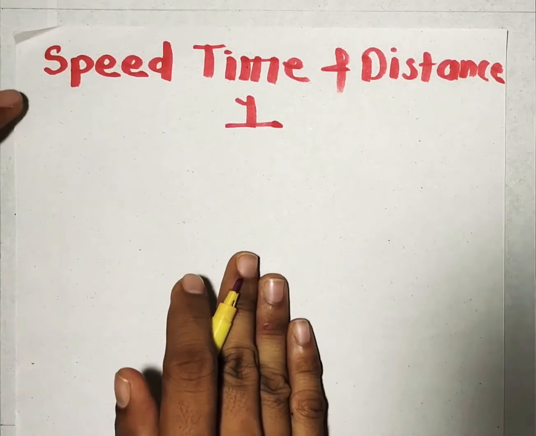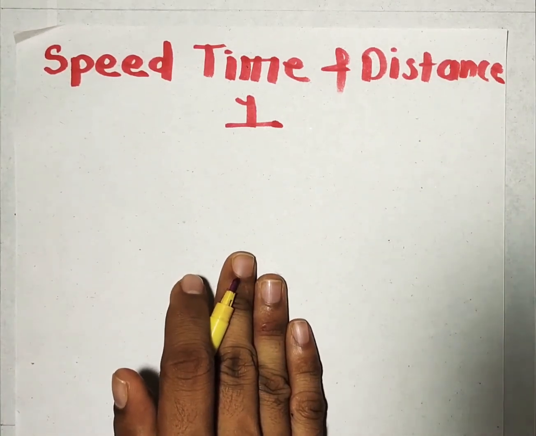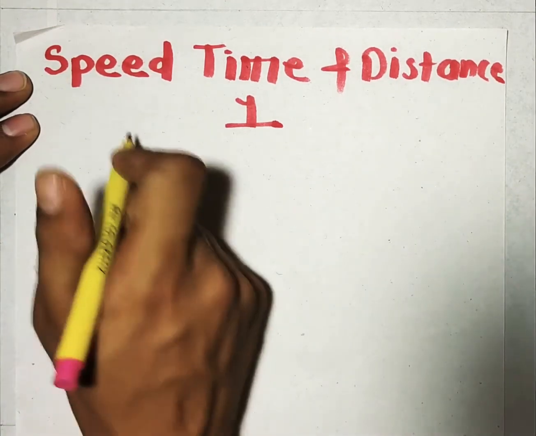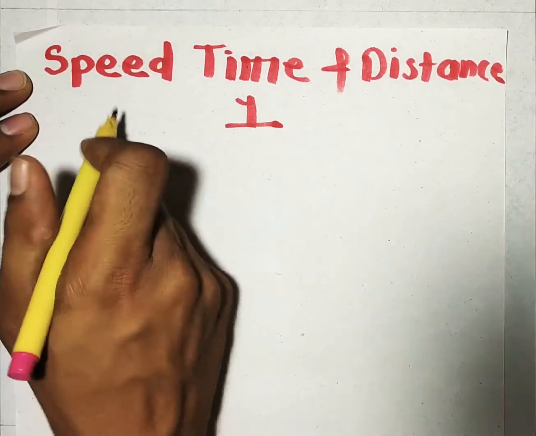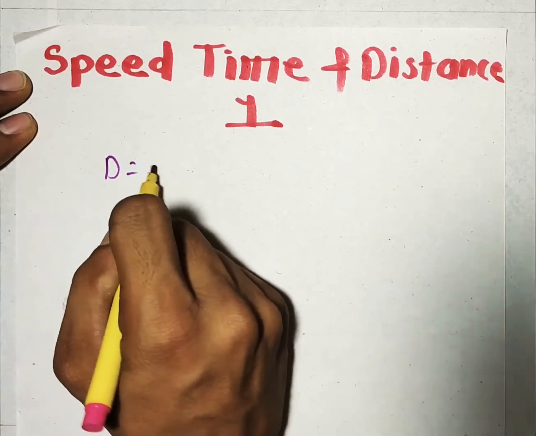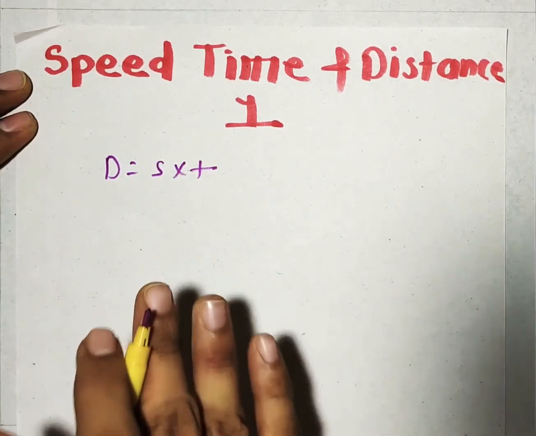So today we are going to learn the basic concepts of speed, time and distance. We have all learnt it in school. The basic formula is distance is equal to speed into time. We know that distance is equal to speed into time.